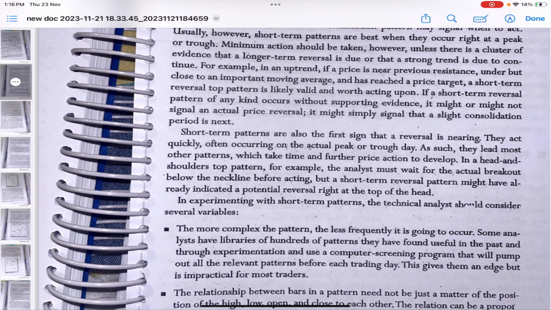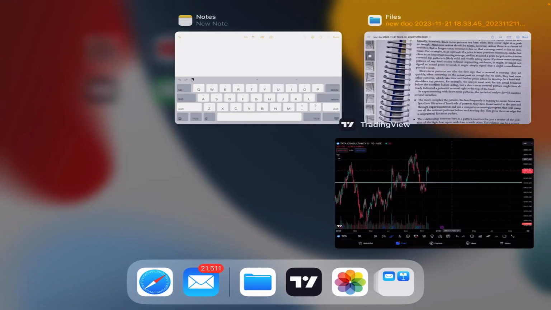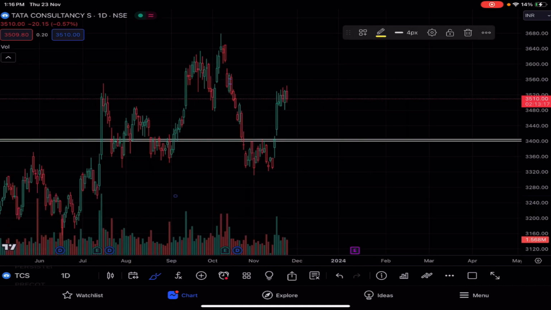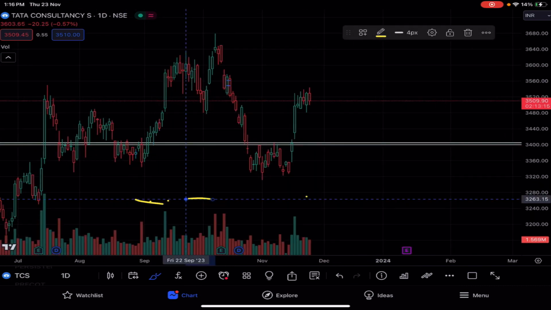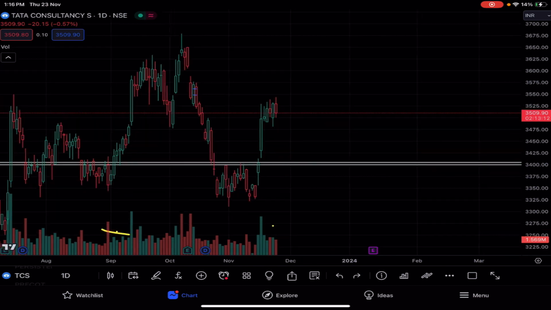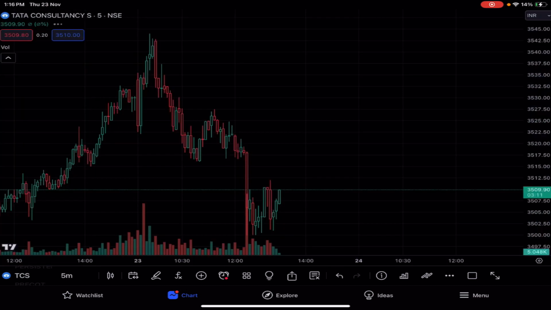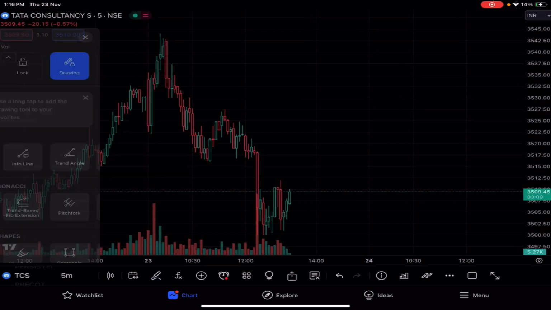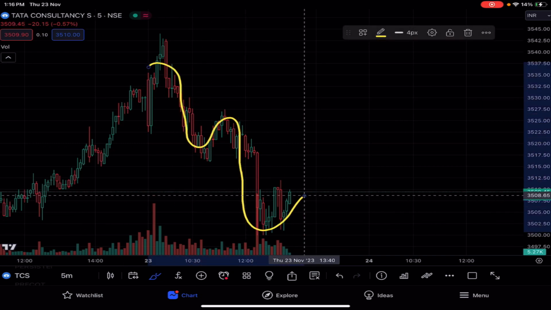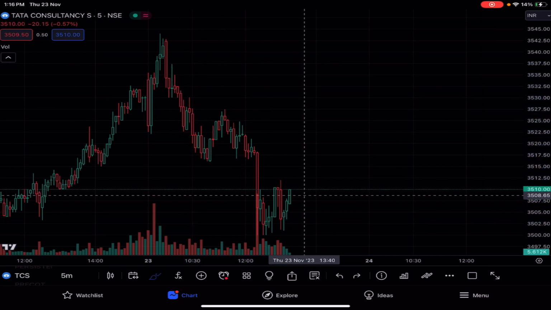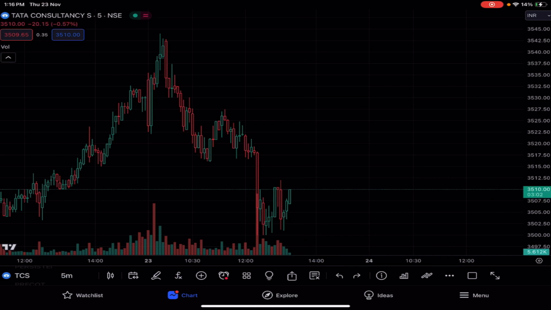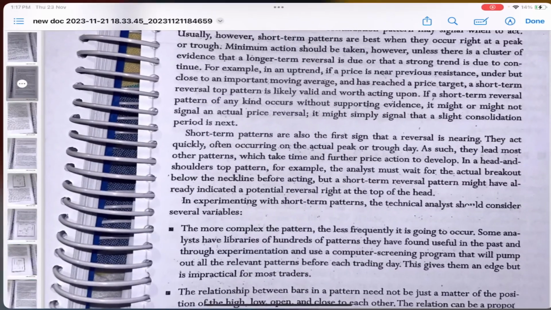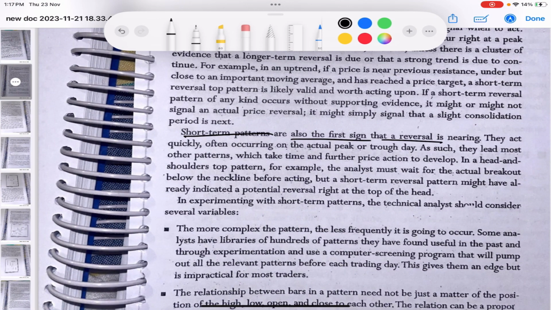So what they're trying to explain is that whenever you are taking a trade, let's say today I have a plan to buy TCS. But if I go to a shorter term time frame, I can see that today the stock didn't do well. From morning, the stock was going down. So, do you think I will enter into this? No, because the intraday action wasn't good. So, I will not enter on the daily chart. You need to always confirm it with the shorter time frame. Shorter term patterns are also the first sign that the reversal is nearing.